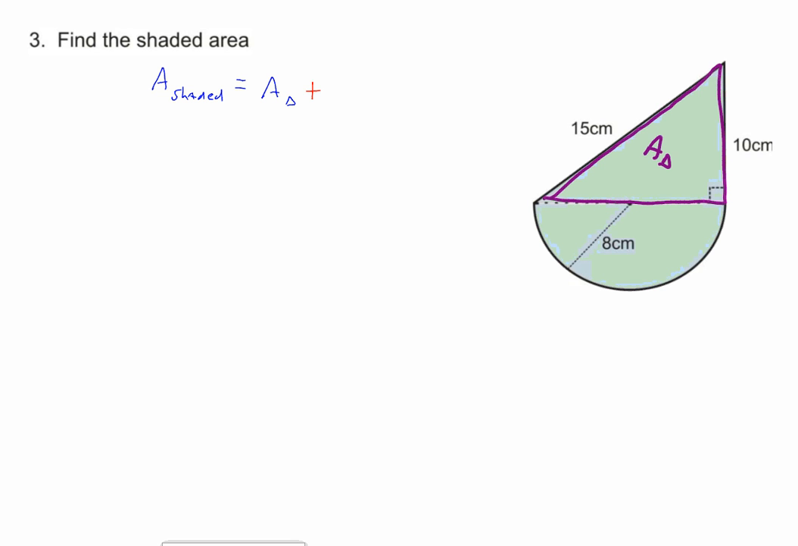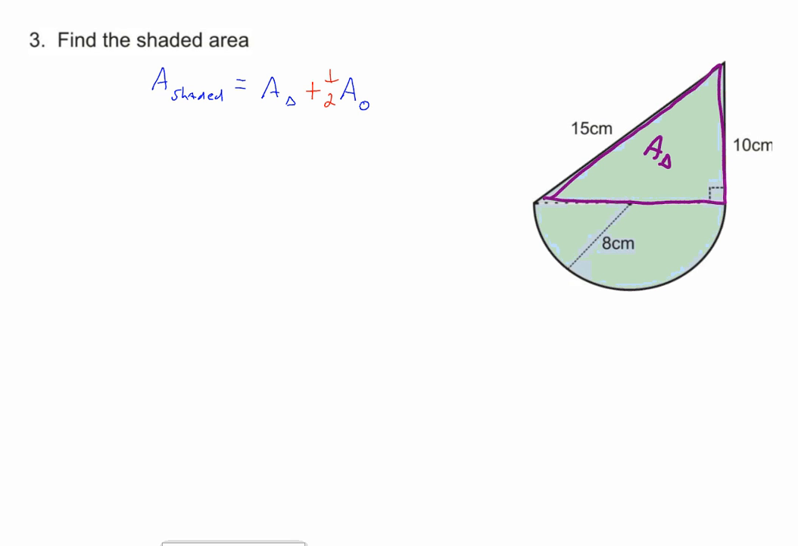Emily, what else do we do? What other formula do we need? Area of what? No, area of what? What kind of shape? Area of a circle? Is that correct? It's close. So how do we fix it? Say it if you know it. Yeah, it's half a circle. So we have to do half an area of a circle.